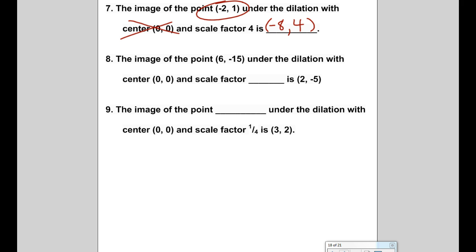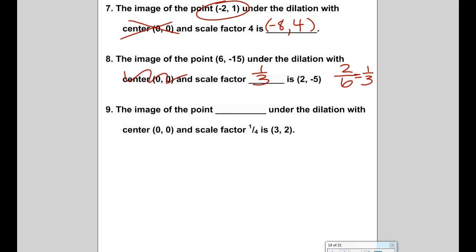Oh, look at this one. I gave you the new point. We don't care about center 0, 0. We want to find the scale factor. So is it 3 or is it 1/3? That's what you have to ask yourself. Did it get bigger or smaller? Got smaller. So the scale factor can't be 3, so what is it? It's 1/3. Remember, second over first. 2 over 6. 2 over 6 is 1 over 3. It's 1/3. Second over first.